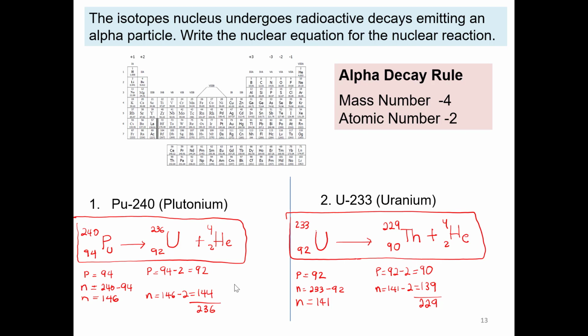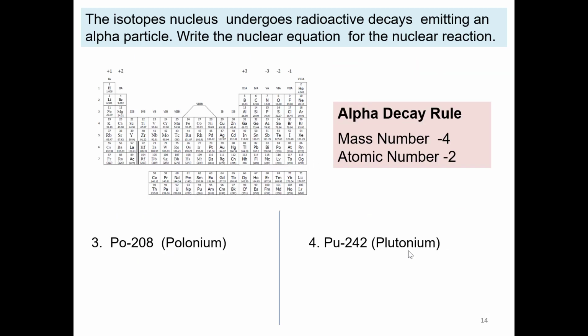For these two examples, I followed the whole procedure because I want you to understand why we can use this rule. Now let's write the nuclear equation for these two isotopes that undergo radioactive decay. Let's start with the polonium isotope. First we will write the nuclear symbol for polonium. The mass number is 208. To know the atomic number, we will use the periodic table, and for polonium it is 84. And we'll write it here.